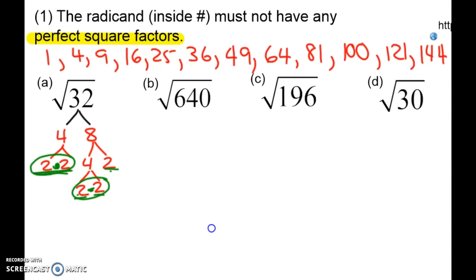So when I take this to the outside of the square root, I have to take its square root, of course. 2 times 2 is 4, and the square root of 4 is 2. 2 times 2 is also 4, and the square root of that 4 is also 2. So we'll connect it with multiplication.